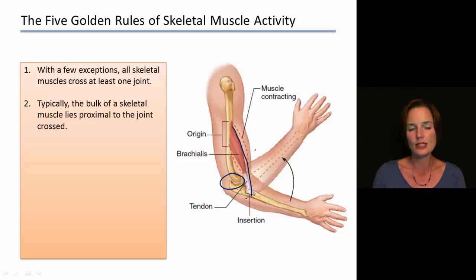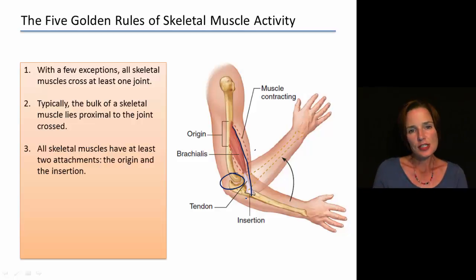Another golden rule is that the bulk of a skeletal muscle is going to lie proximal to the joint that's crossed. So we can see that happening right here. We have the bulk of the muscle on the side that's closest to the overall body mass. All skeletal muscles are also going to have at least 2 attachments. So they will be attached essentially on the 2 ends. They are going to have an origin, and then they're also going to have an insertion.